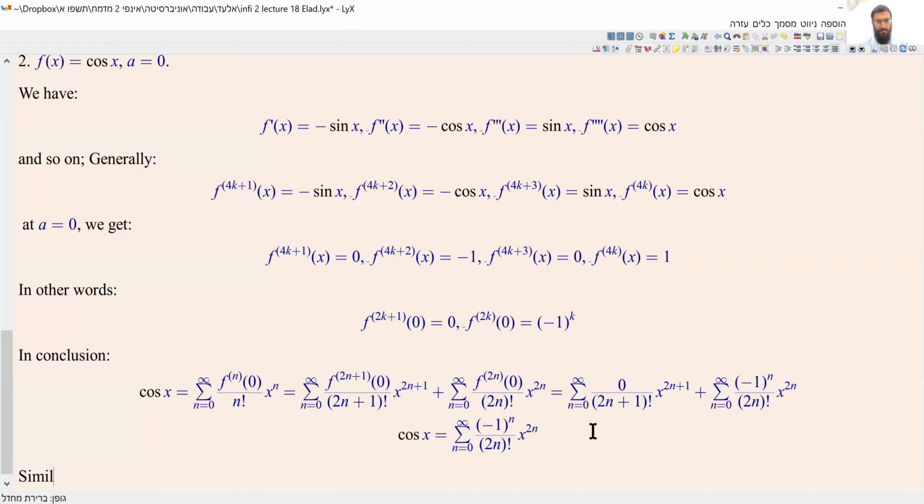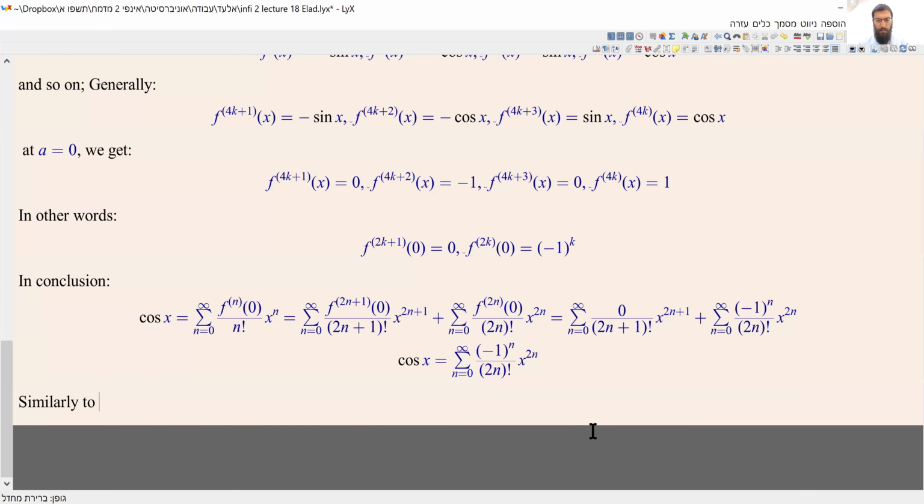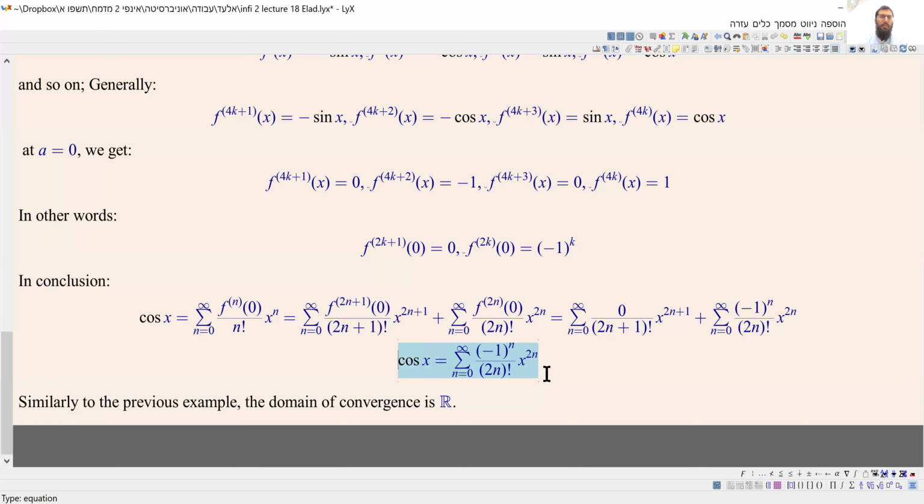Similarly to the previous example, the domain of convergence is all R. For every point x you put here, x to be 200, pi, you name it, this equation holds. And yet again, with the assumption that cosinus equals some power series around 0.